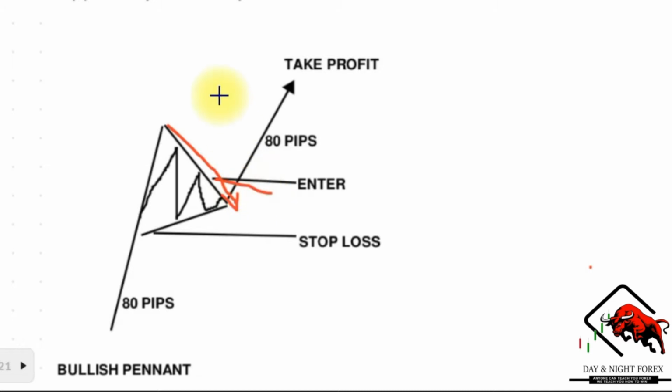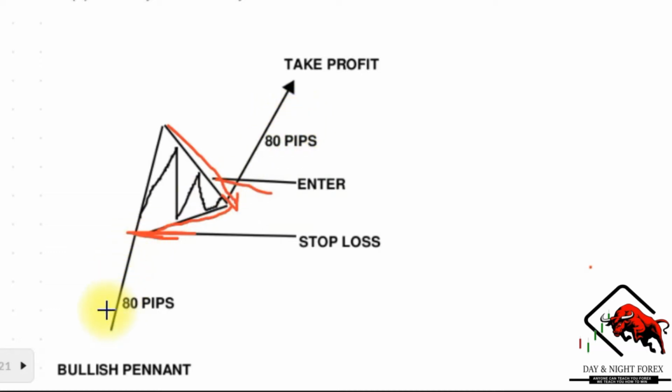And then when it comes to stop loss, you place it on the other side of the pennant. So here it is making the higher lows. This is where we are getting our support line, and then just below that trend line is where you place your stop loss. And then when it comes to taking profit, your take profit target should be the same size of this pole, right?